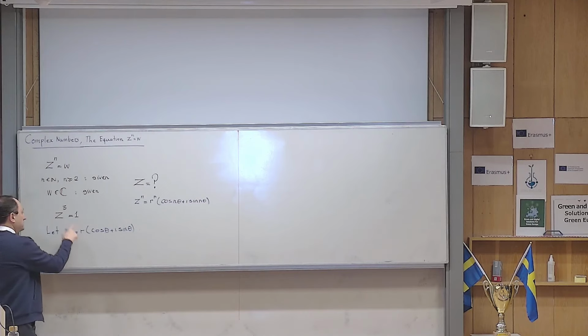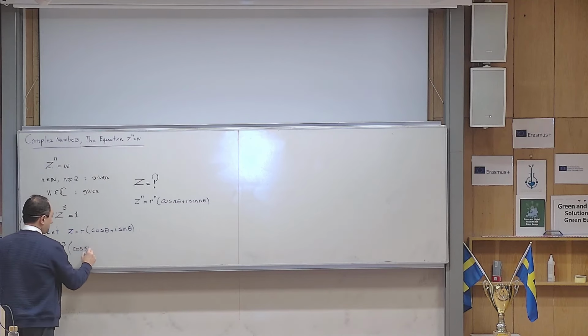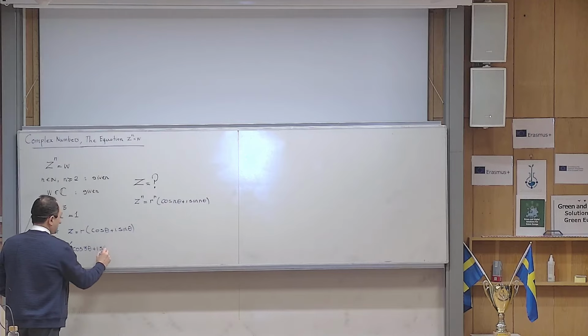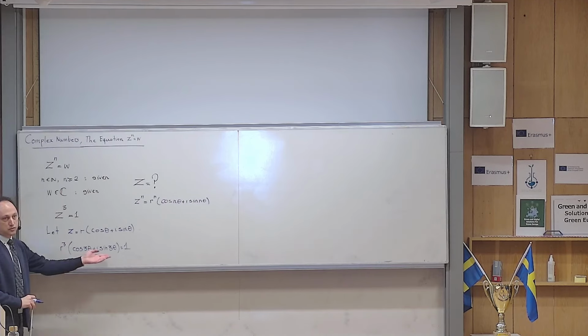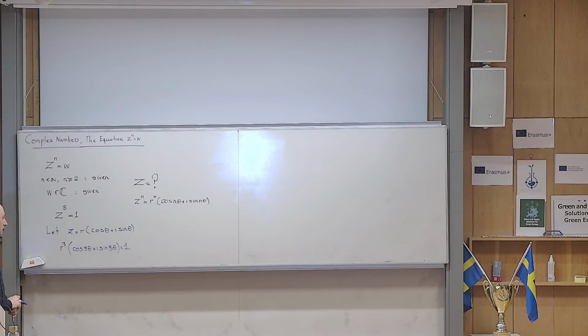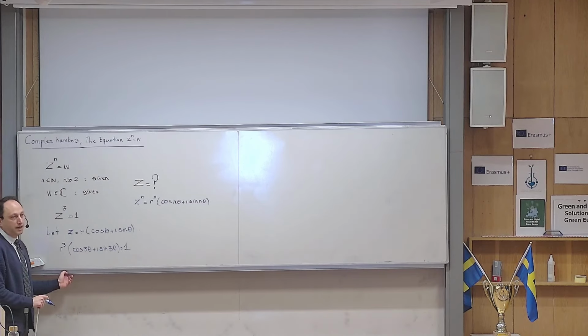So I put this back here, what do I get? I get r cubed, and then cosine 3 theta plus i sine 3 theta. I am using that formula for the case that n is 3. On the right hand side, I have 1. I should be able to find theta using this relation. There might be some alternative ways, but the way that I prefer is to immediately compare the absolute values.